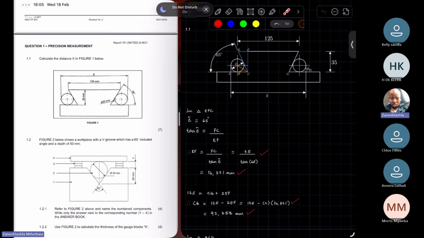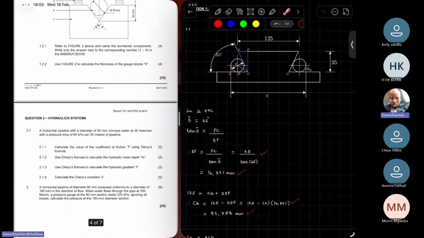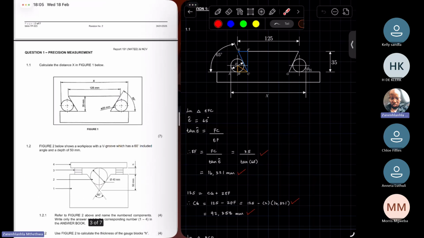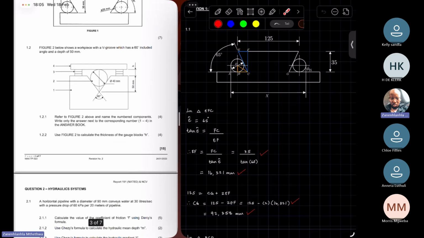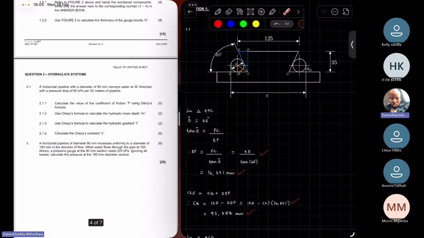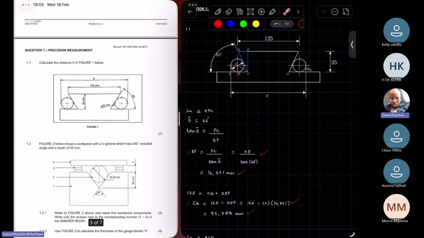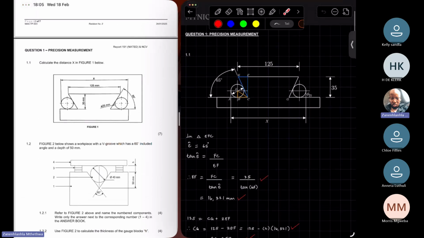Right. So let's go through the first question. The assessment had two questions. The first question is based on precision measurements, and the second question is based on hydraulic systems. As per the assessment plan, precision measurement is 15 marks, and hydraulic systems is 20 marks. So let's first look at the first question and look at how you should have approached it.